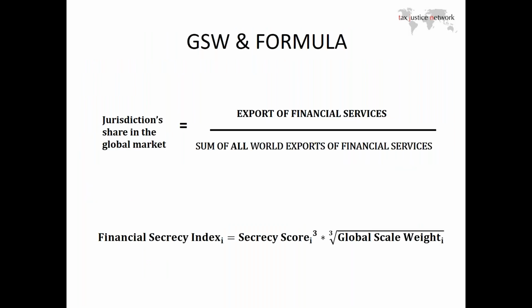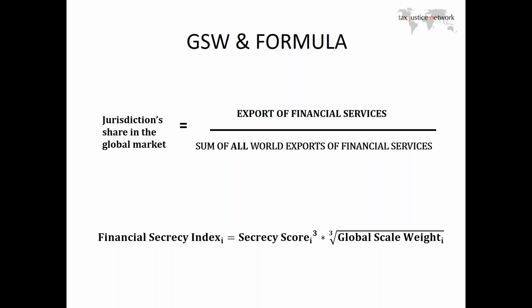So the above formula that you see is the way the global scale weight is calculated for each jurisdiction. And once it is combined with the secrecy score, as you see in the formula below, it creates a ranking of the jurisdiction's contribution to financial secrecy.